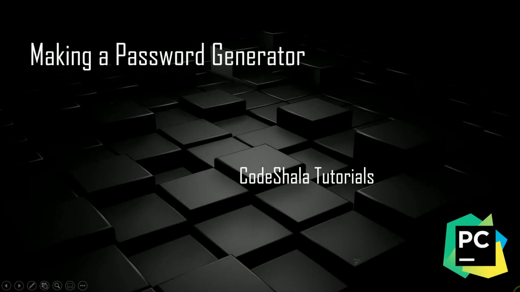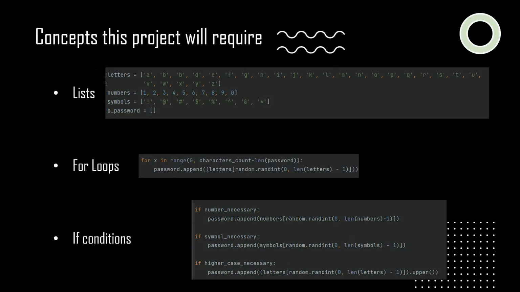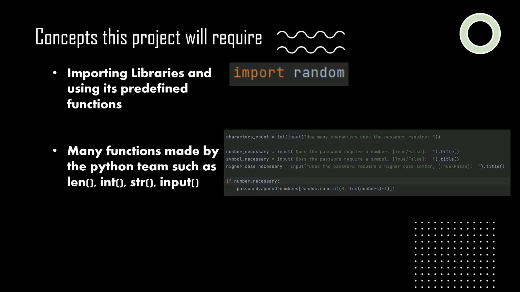Hey guys, welcome to our very first game which we're going to make in PyCharm. In this project, we're going to be generating a random password. The concepts this project will require are lists, for loops, if conditions, importing libraries and using their predefined functions, and we're also going to be using many functions made by the Python team such as len, int, str, and input.